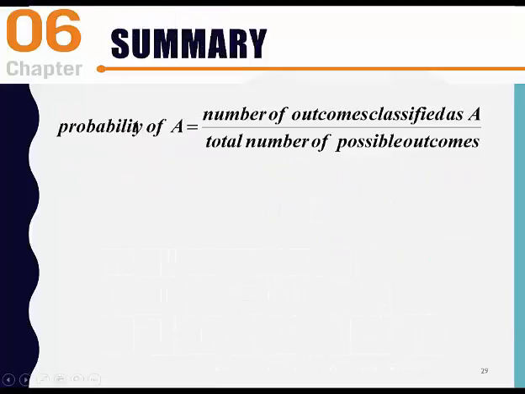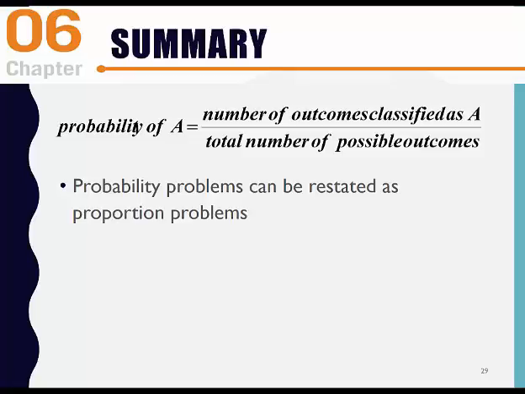In summary, the probability of a particular event A is defined as a fraction or proportion. So the probability is the number of outcomes, in this case classified as A for the probability of A, over the total number of possible outcomes. All probability problems can be restated as proportion problems. So the probability of selecting, for example, a king from a deck of cards is the same as saying the proportion of the deck that consists of kings. So for frequency distributions, probability questions can be answered by determining the proportions of the area.